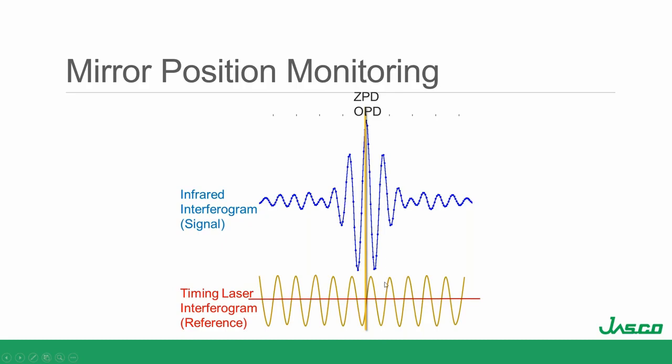These data points are taken at each crossover of the timing laser. The timing laser is important in that it gives you the accuracy that you need. A laser that's not a HeNe laser is not going to give you a good, reliable frequency. That means your frequency on your infrared is not going to be as good.